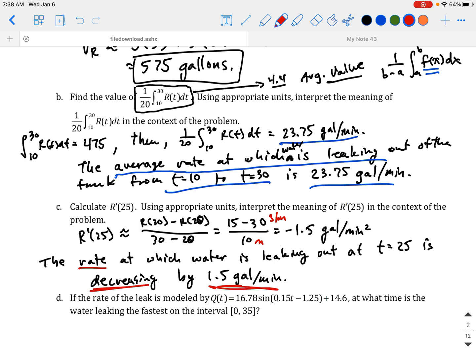So note, this is the rate of the rate. So we can say that the rate is decreasing. You could also say the rate of the rate at which water is leaking is negative 1.5 gallons per minute. So the rate is decreasing, and again, at that specific moment in time.